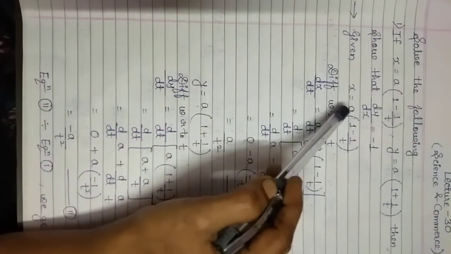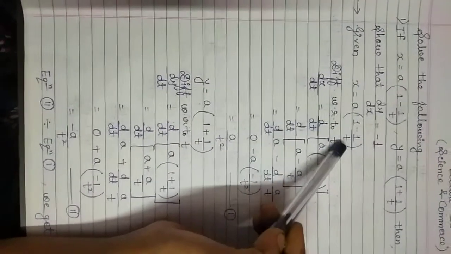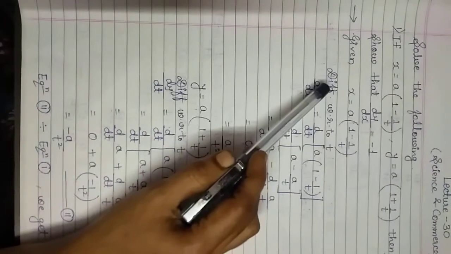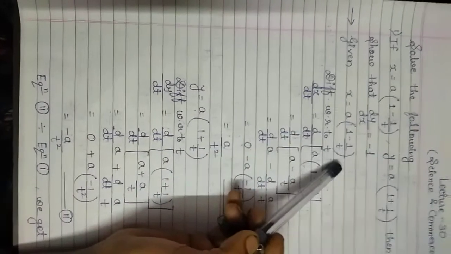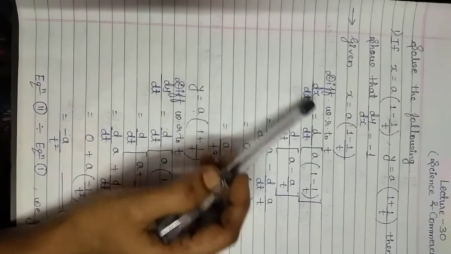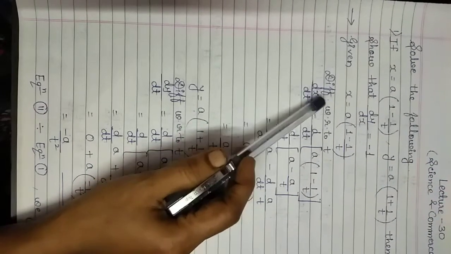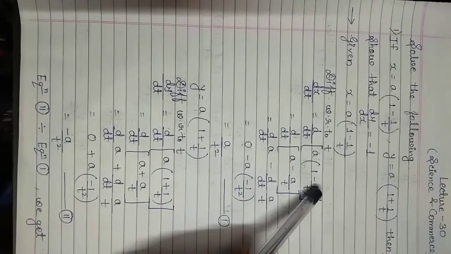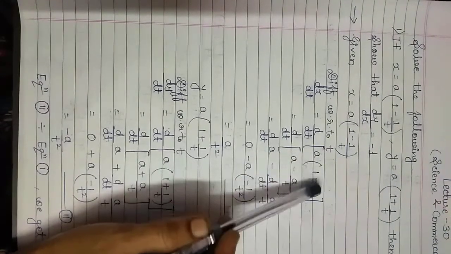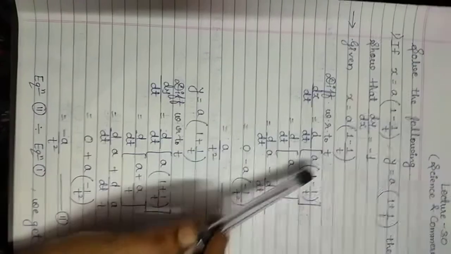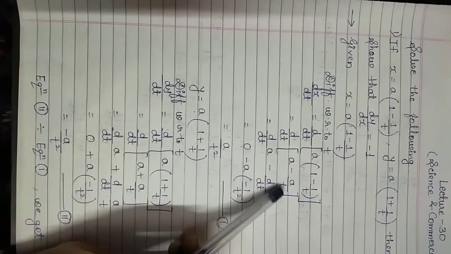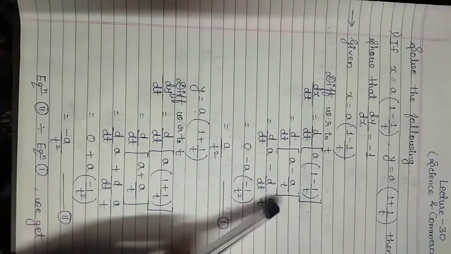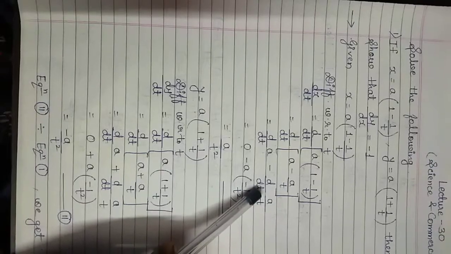Given x is equal to a into 1 minus 1 upon t. Since here parametric function t is given, we differentiate with respect to t. So considering d by dt to both the sides, we get dx by dt is equal to d by dt of a into 1 minus 1 upon t. Now to these two terms we will multiply by a. So we will get a minus a upon t. So derivative of a with respect to t minus derivative of a upon t with respect to t.